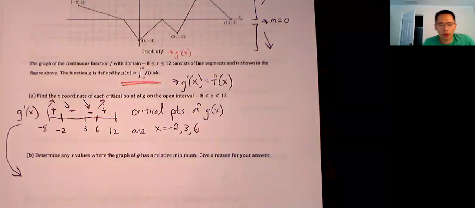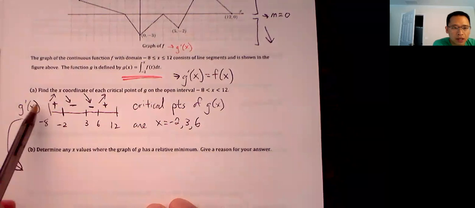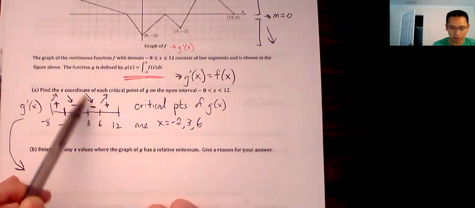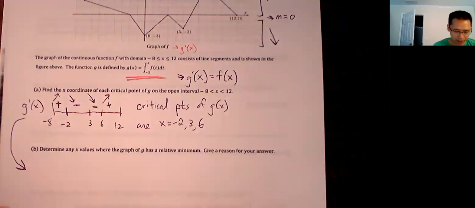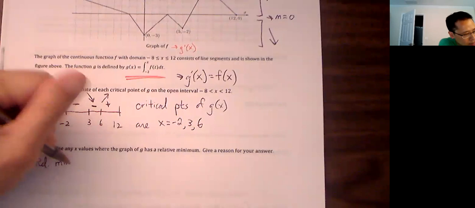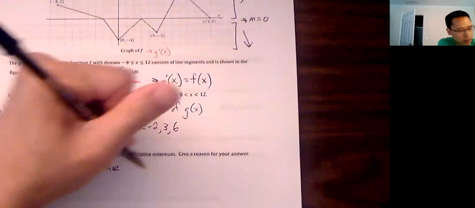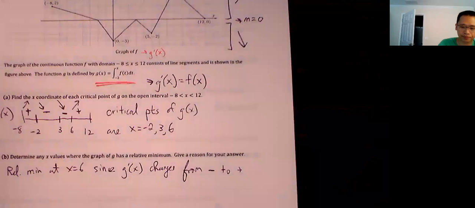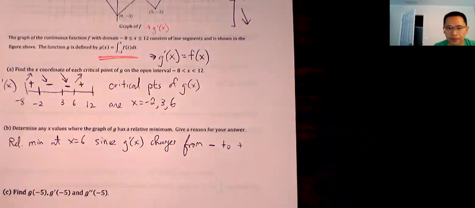Determine values where our graph has a relative minimum. So we look at the arrows, we look at the signs to visualize how the graph is moving. We know there's a relative max at negative 2. It's going to flatten out at 3, but it's going to continue decreasing, so neither a relative max nor relative min. It hits a relative min at 6, and then it rises. So we know there's a relative min at x equals 6. Questions so far?